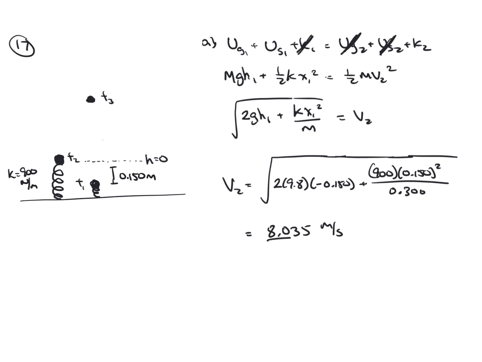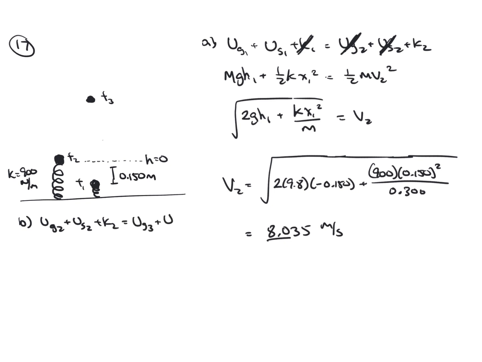But then they want to know how high it gets above the original. So for part B, I'm going to use T1 and T3. Again, I could have used T2 and T3, but T2 contains a rounded number for the speed. You know what? I think I'm going to do it anyway. I'll use that rounded number. So I'll go T2 and T3 here. So UG2 plus US2 plus K2 equals UG3.